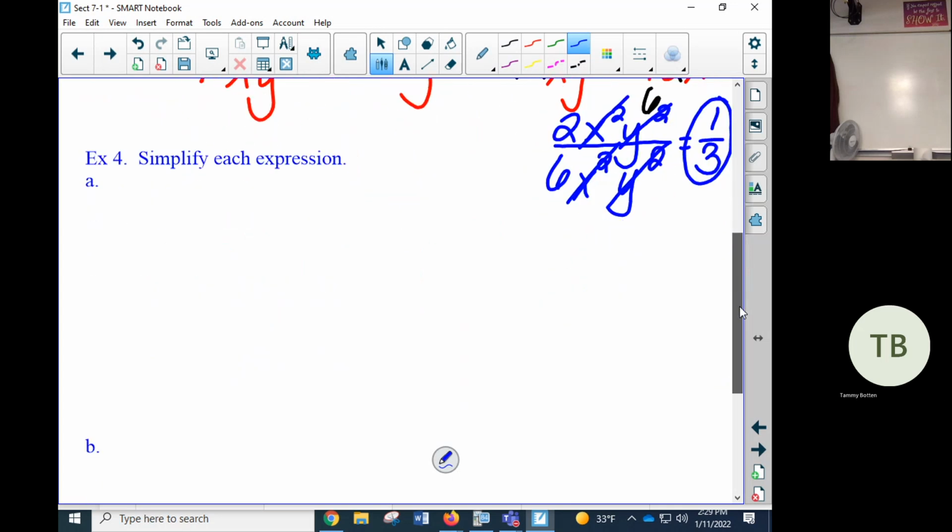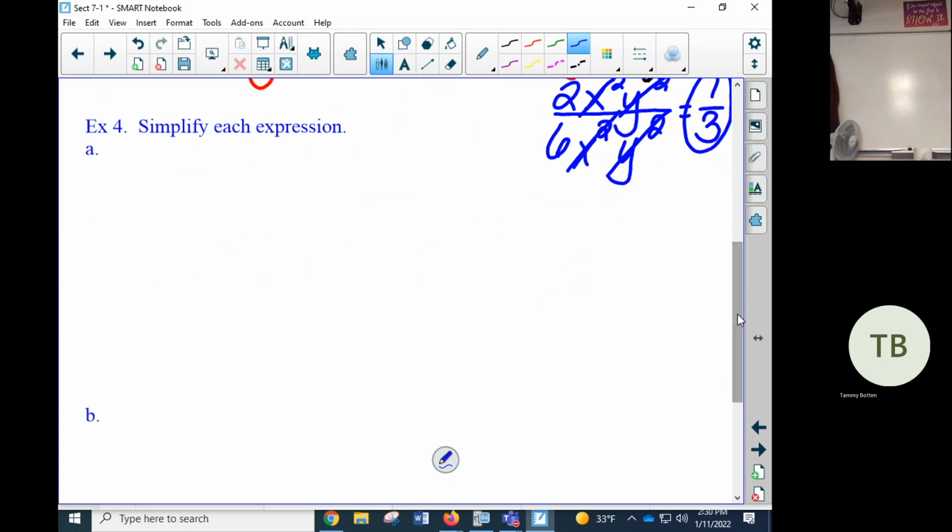If you guys take your AccuPlacer, is anyone taking your AccuPlacer tomorrow? No, they haven't given us any information. Still? Oh, yeah. Today's Tuesday, isn't it? Sorry. But you should have stuff like this on there. And I'm probably not going to get to the adding and subtracting until, oh yeah, but yeah.